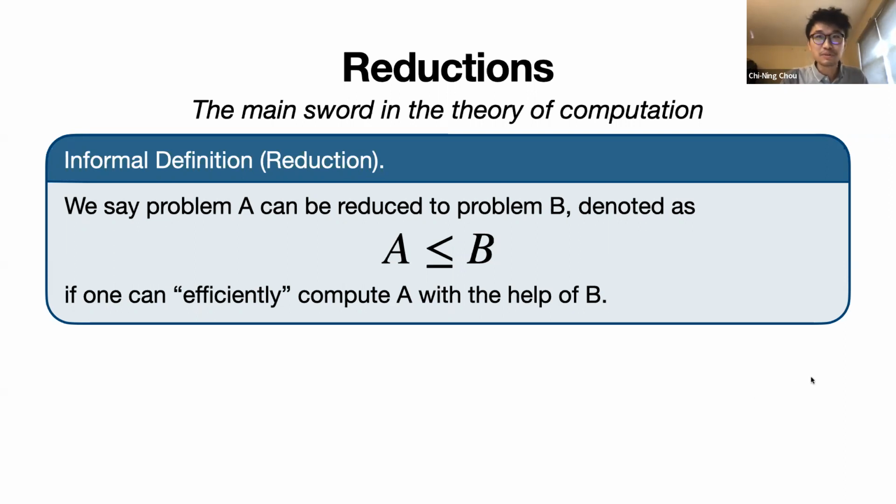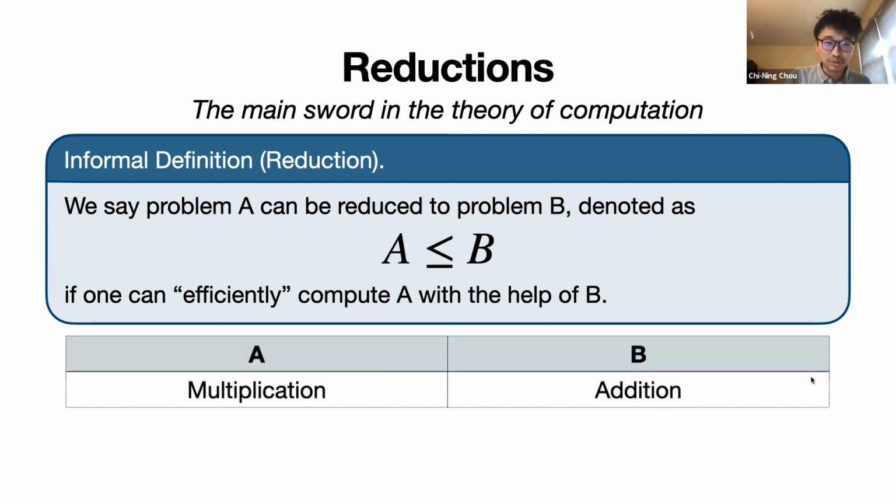Let me give you a few examples to enhance this feeling. For example, A can be multiplication, and B can be addition. You might think that's weird, why addition? But it makes sense, because multiplication, in hindsight, is just adding something many, many times. So indeed, with the help of addition, you can solve multiplication kind of efficiently, although this is not the best way to do it.